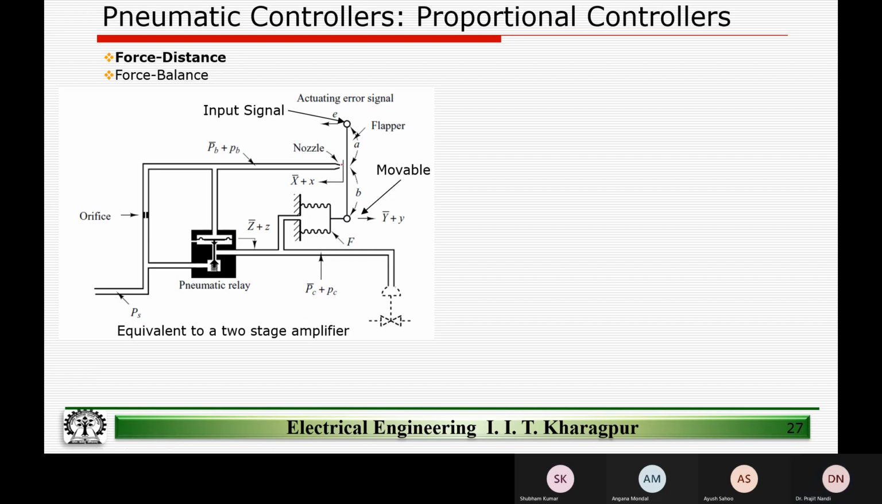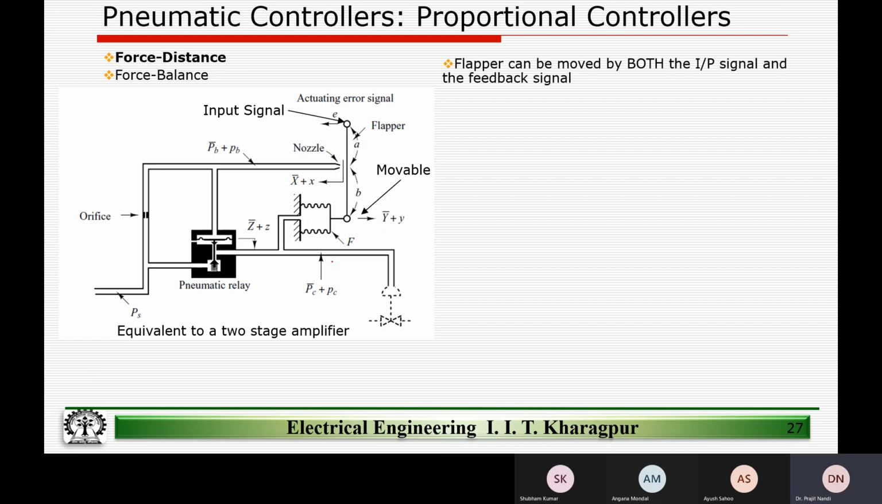Let's mark these variables. This gap, let's mark the operating point as X bar and the incremental value as x. This movement, let's mark as Z. Z bar is the average or the operating point, and small z is the incremental movement. Then we have another variable here, where this can move based on the pressure that we are sensing, right?